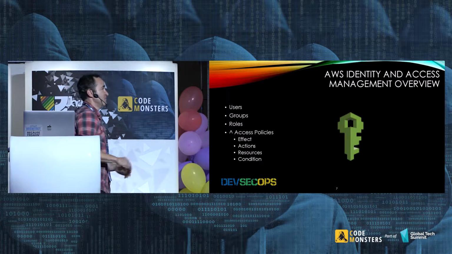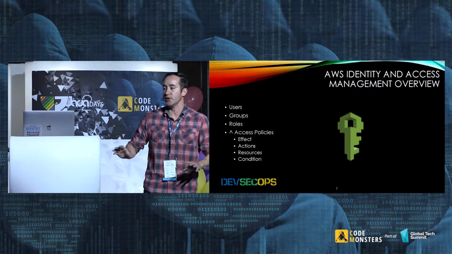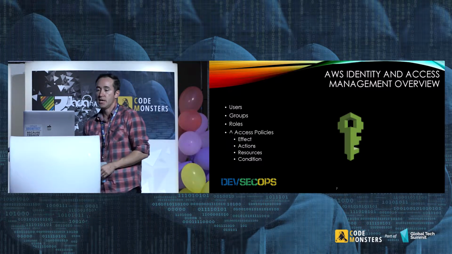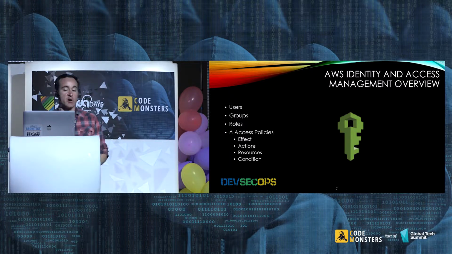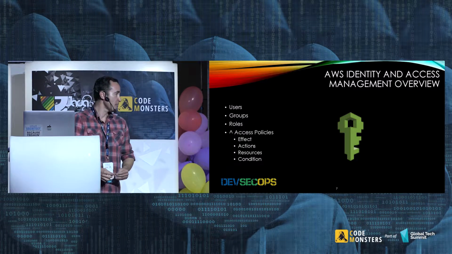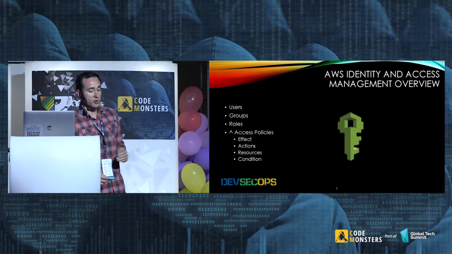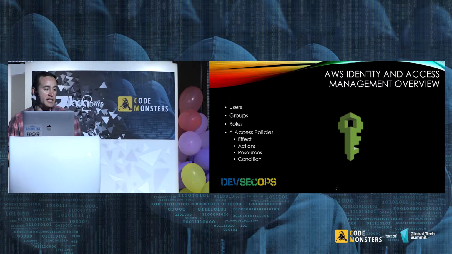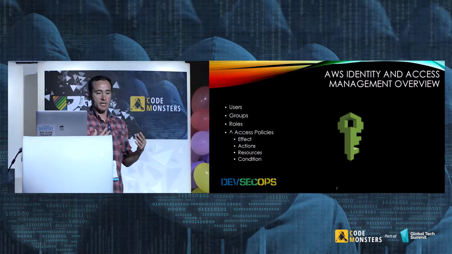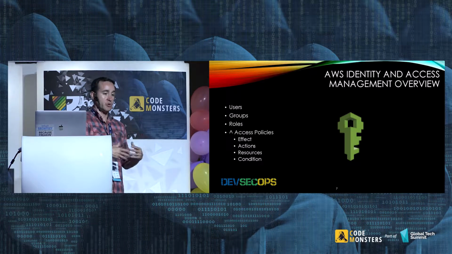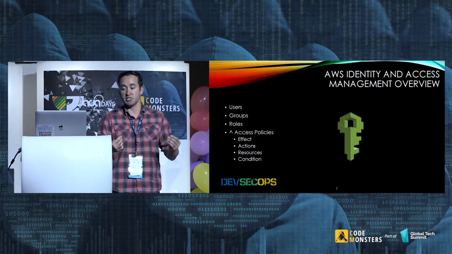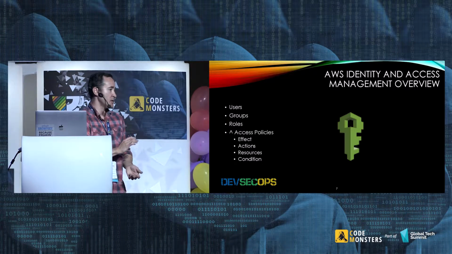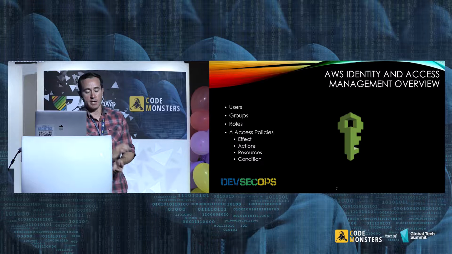So here's the very raw, very basic view of IAM, and this is identity and access management. There are three major constructs: users, groups, and roles. And to any of these users, groups, and roles you can actually attach access policies. Access policies are effectively what gives your users or roles privileges, right? And so access policies have an effect, action, a resource, and conditions.